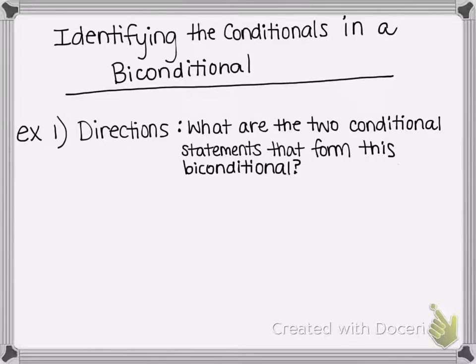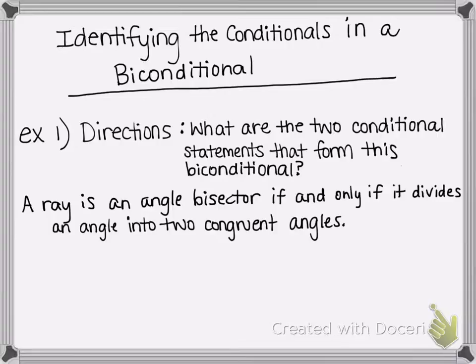So, the directions are pretty simple. What are the two conditional statements that form this biconditional? The example we're looking at is: a ray is an angle bisector if and only if it divides an angle into two congruent angles. We know the definition of a biconditional: the sentence has to include if and only if. Does the sentence include if and only if? Well, by golly, it does.